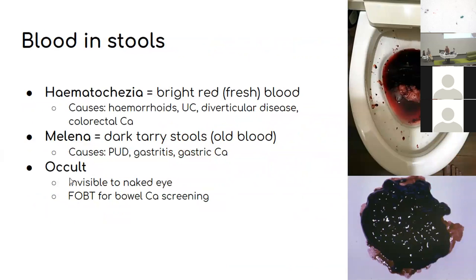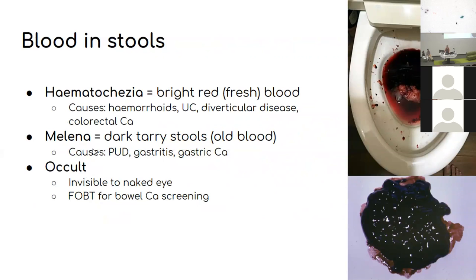We have three types of blood. So we have hematochezia, which is this bright red, frank, fresh blood, and that suggests lower gastrointestinal tract bleeding. That contrasts with melena, which is really like dark tarry stools, which is higher up in the gastrointestinal tract. Apparently the major duodenal papilla, which is in the second part of the duodenum, anything above that is melena, and anything below that is usually hematochezia.